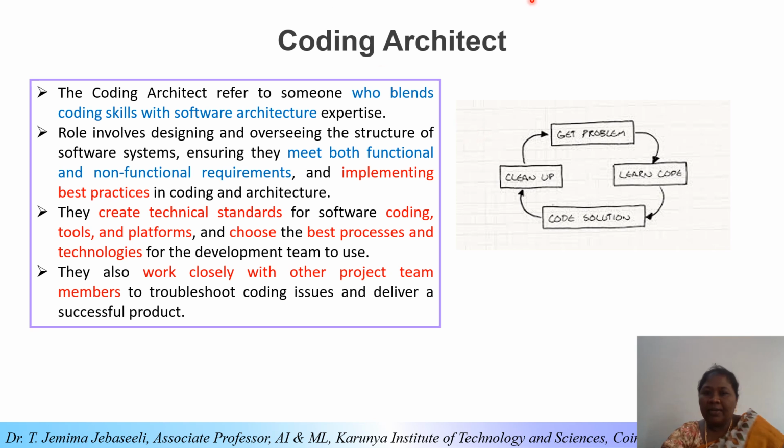In every company, the person called a coding architect may help in identifying the problem, cleaning up this problem, learning, and bringing down some of the solutions. So this person will be called a coding architect.